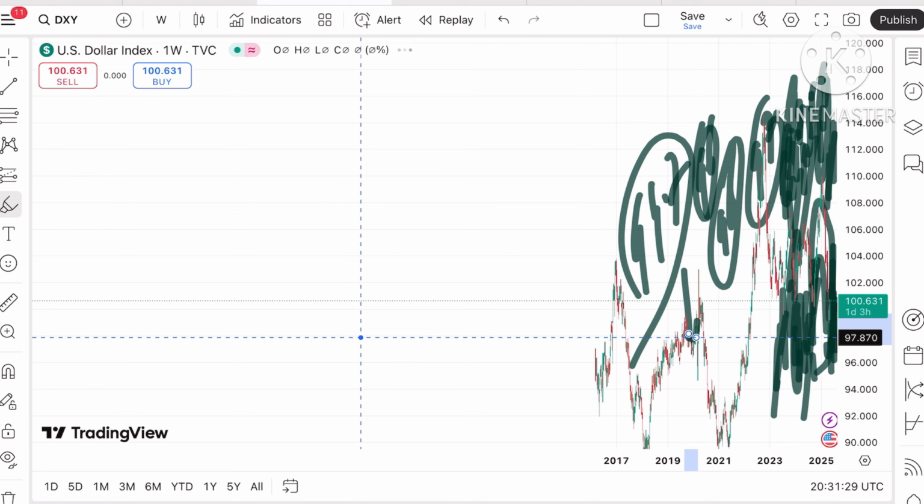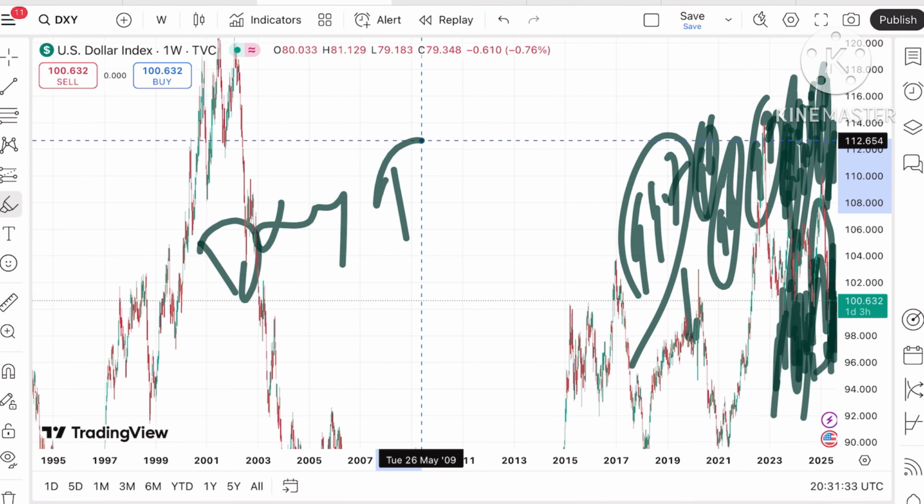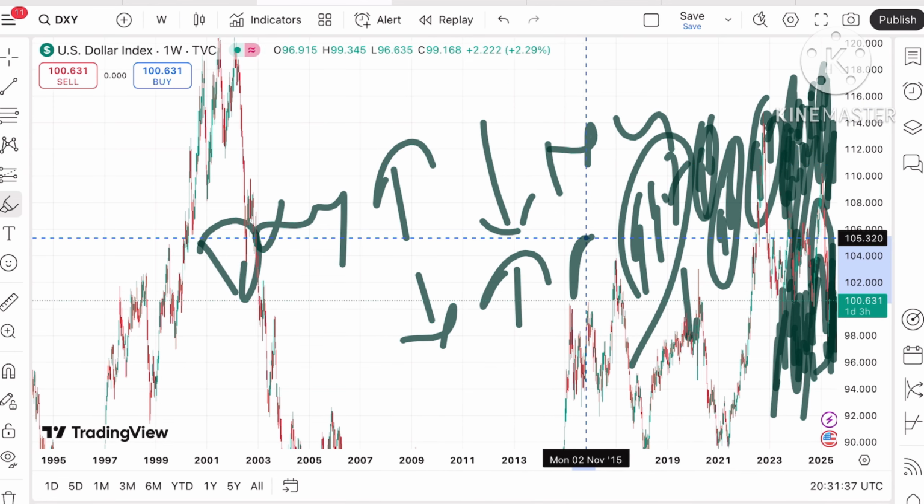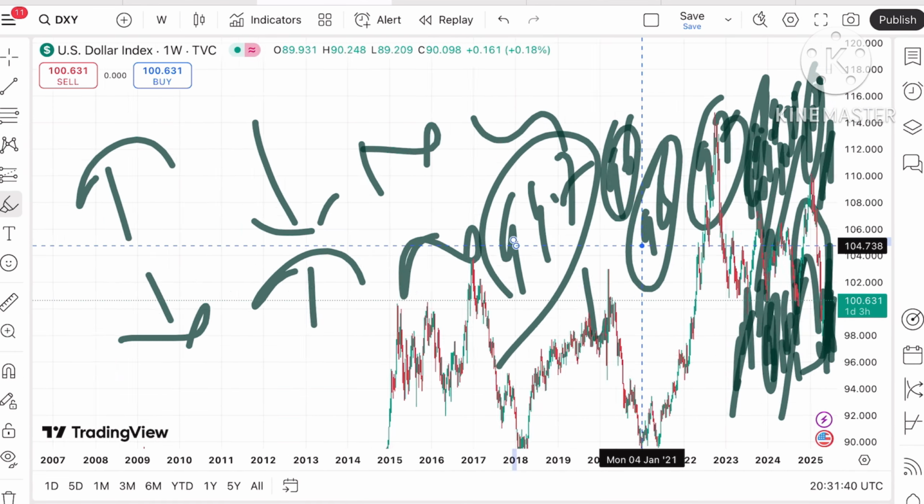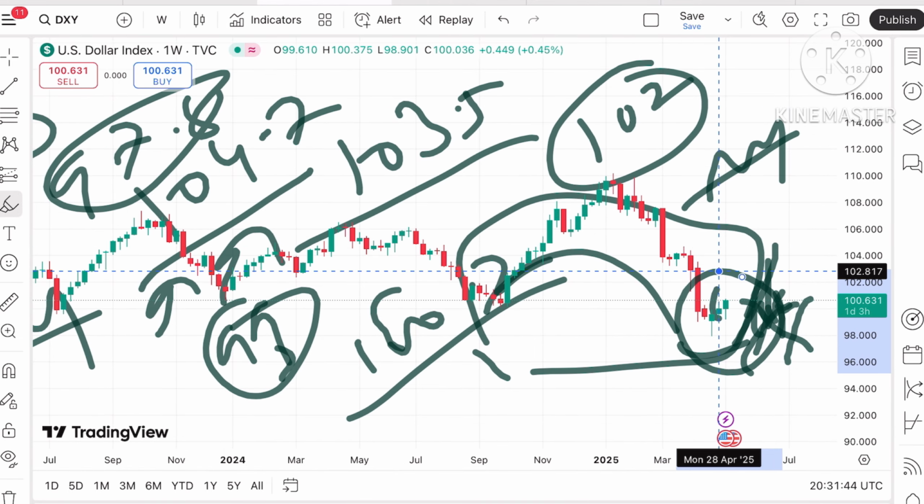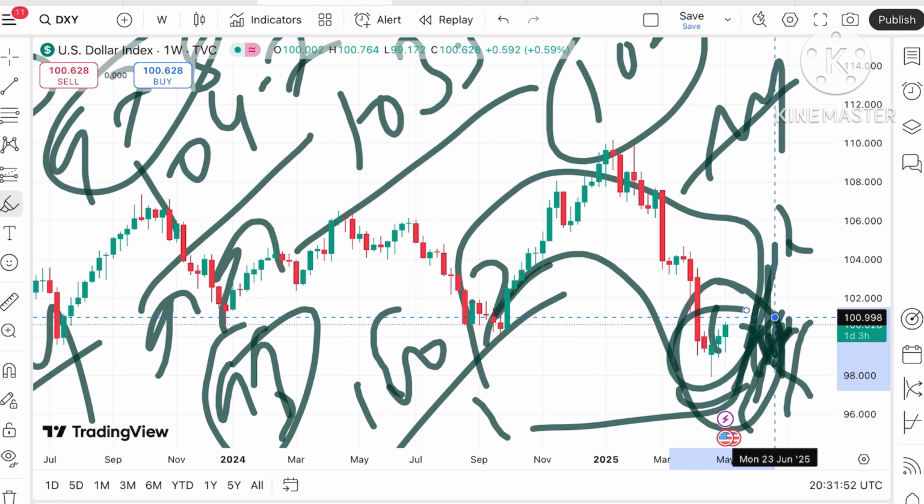Remember one thing, when the dollar index started going upside, we see the natural gas price come down, and when dollar index started going down, we see the natural gas price goes up. See, you have to understand one thing, if it started forming a red candle, then only we can see there will be a downside, but now it is trying to go higher.